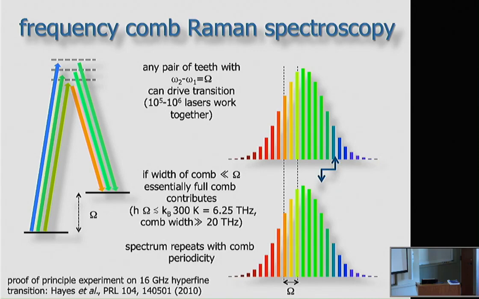Almost all of these comb teeth will have partners that work with one of these photons here to drive this transition. And the only thing you have to worry about is that they work in phase. So you have to compensate the dispersion of that pulse. That's basically what it boils down to. But once you do that, you can make almost the whole frequency comb work for you to drive the transition.